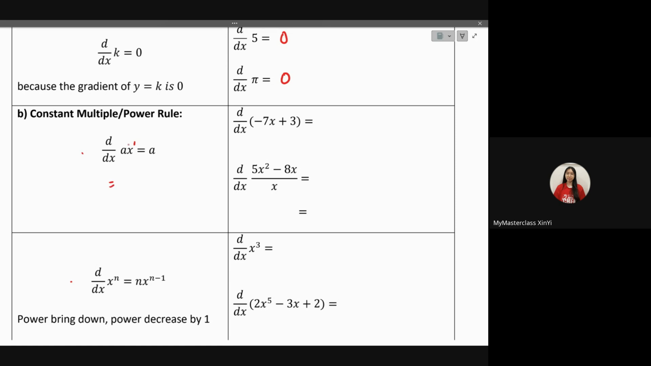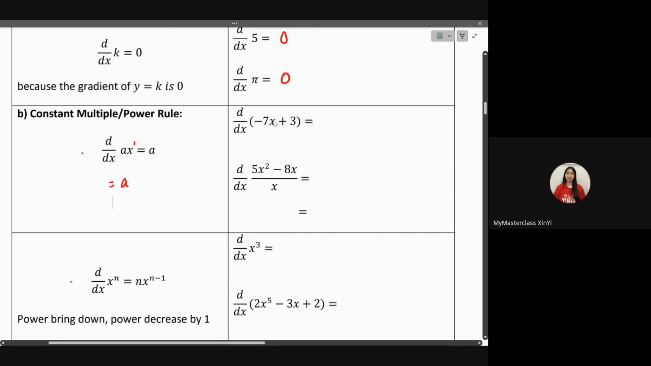So I bring down the power, 1 times a is just a. Reduce the power by 1. 1 minus 1 is 0. Anything to the power of 0 is 1. So that's why the x is gone. In other words, whatever x, let's say, for example, differentiate 4x, I will have 4. Differentiate 5y with respect to y, I will have 5, for example. Now what happens if I'm differentiating this entire thing? Here I differentiate term by term.